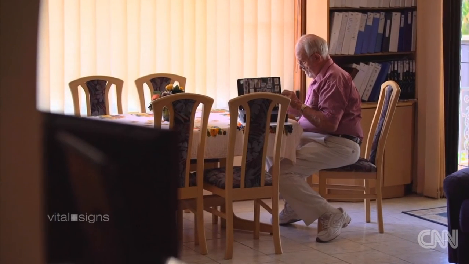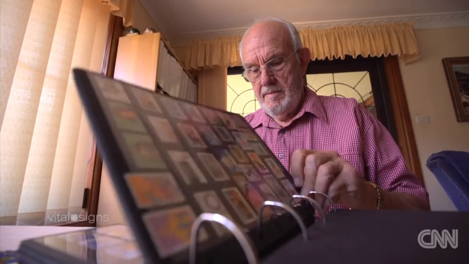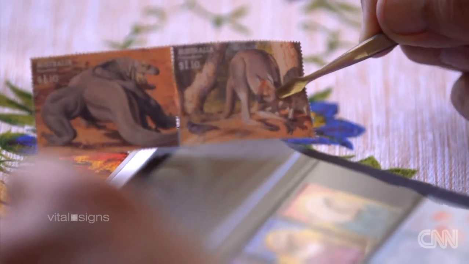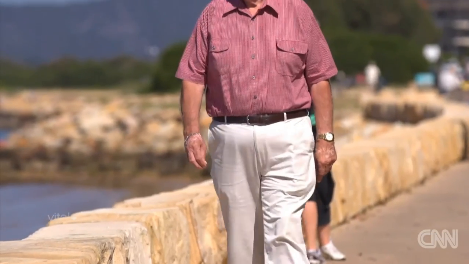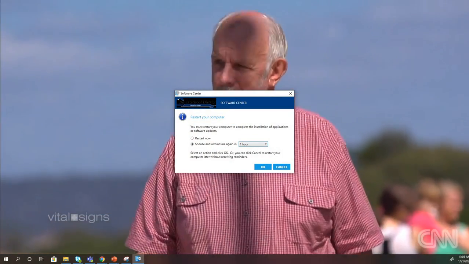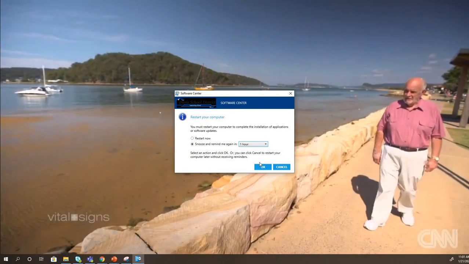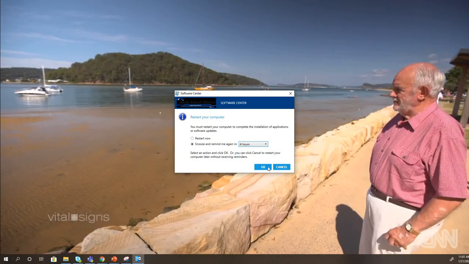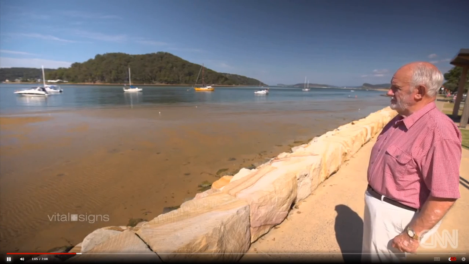On the surface, James Harrison is just an average guy. He loves his daughter and grandchildren. He collects stamps, goes for walks near his home on Australia's central coast. But it's what's under the surface that makes James extraordinary. I got nicknamed the man with the golden arm. Specifically, it's what's flowing in his veins. James's golden arm, his right arm to be exact, from which he's donated blood nearly every week for the past 60 years.